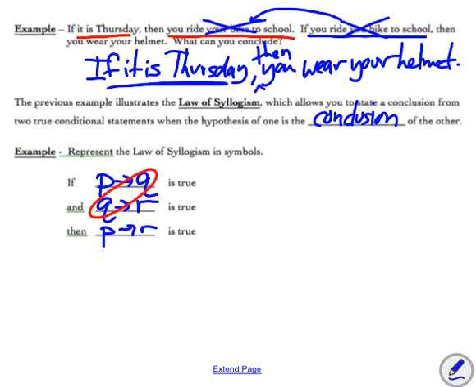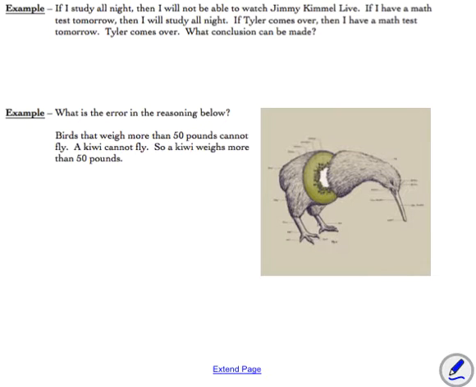Okay, so here's a couple of examples to follow. If I study all night, then I will not be able to watch Jimmy Kimmel Live. Bummer. If I have a math test tomorrow, then I will study all night. If Tyler comes over, then I have a math test tomorrow. Tyler comes over, what conclusion can be made? I'll give you a second to think about that one.